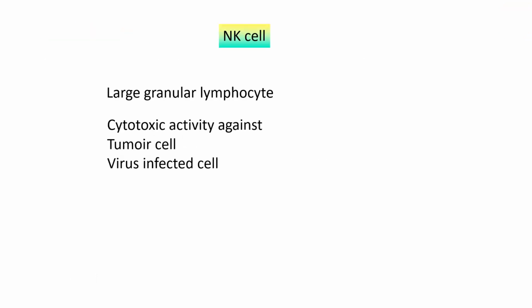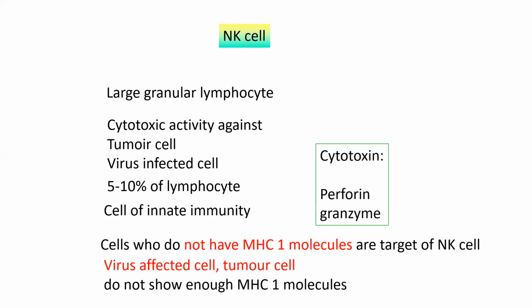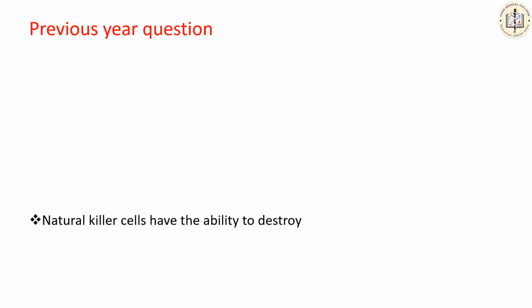We have already discussed the regulatory cell. Just the last one, the NK cell. The function of the NK cell is to kill the virus-infected cell and tumor cell. They will kill the cell with the help of cytotoxin and perforin.